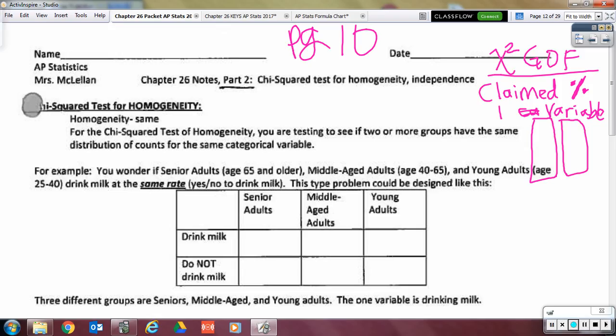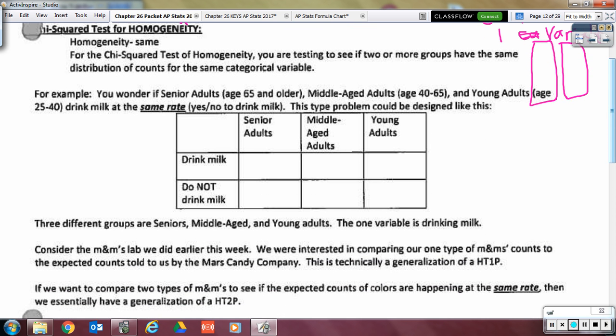All right. This next item that we're going to do is called the chi-squared test of homogeneity. That's accented right there on the E-I. So homogeneity is how you say that. And we know homogeneous is the same. So homogeneity is typically happening when we wonder if two or more groups have the same distribution of counts. For example, you wonder if senior adults, middle-aged adults, and young adults drink milk at the same rate.